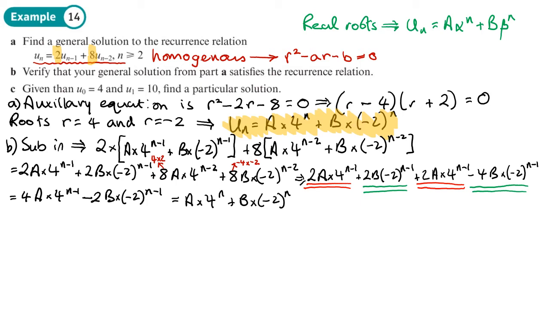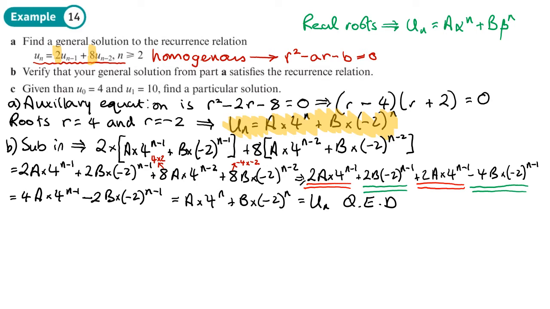That is indeed un, isn't it? So we've proved it as required. We've proved that, or we verified that our general solution satisfies this recurrence relation that was given.